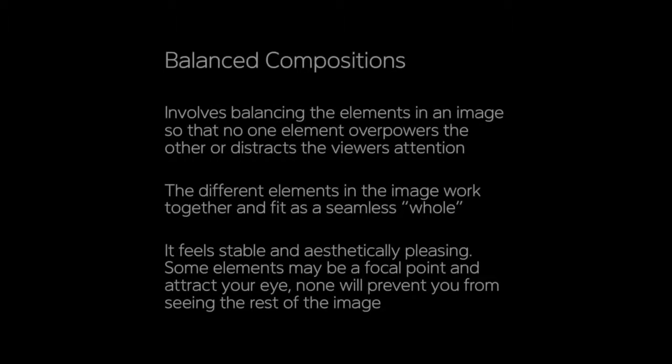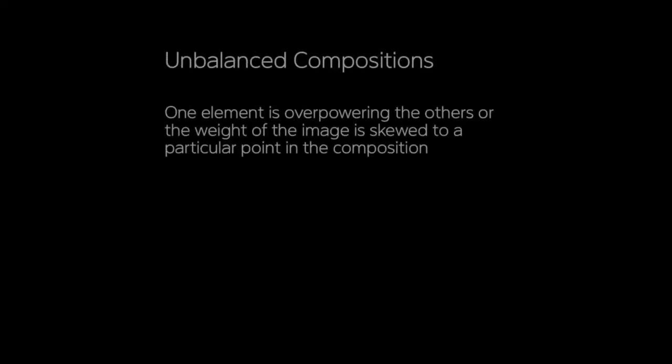Okay, let's go ahead and talk just a little bit about unbalanced compositions. So what are those? One element is overpowering the others, or the weight of the image is skewed to a particular point in the composition. So let's say you have a massive dark area in the lower left-hand corner of your composition. Is that good? Is that bad? I don't know, but really what you've done is you've created this massive dark spot, and that may attract the viewer's eyes to the point where they won't get into the rest of the image.